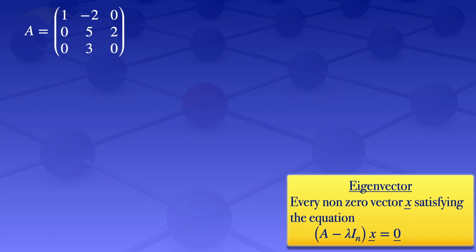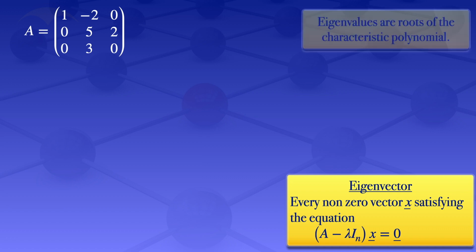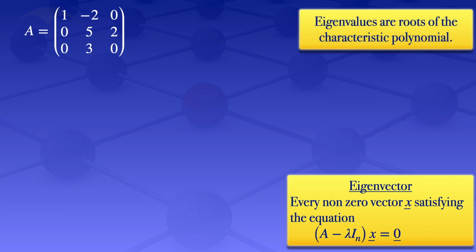What we are having in that equation, that lambda, is an eigenvalue. So for us to find the eigenvectors, we need to find the eigenvalues first. Eigenvalues are roots of the characteristic polynomial. The characteristic polynomial is the determinant of A minus lambda I. We denote this characteristic polynomial by Pn of lambda.